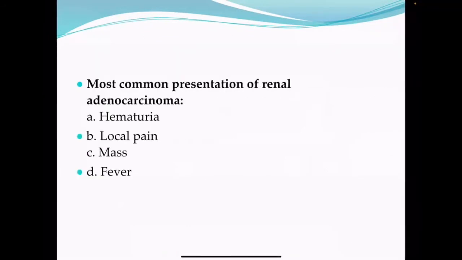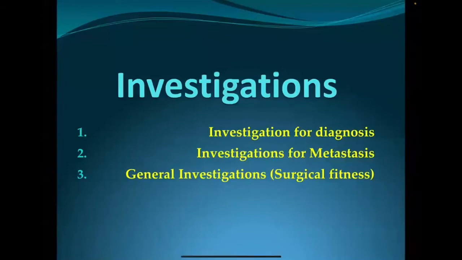This one, you all know this. The most common feature of renal adenocarcinoma. See, the question is renal adenocarcinoma, so renal adenocarcinoma means RCC. Okay, just giving you a different name of the same disease. So the most common feature is hematuria. Fine. So I hope you have understood something.